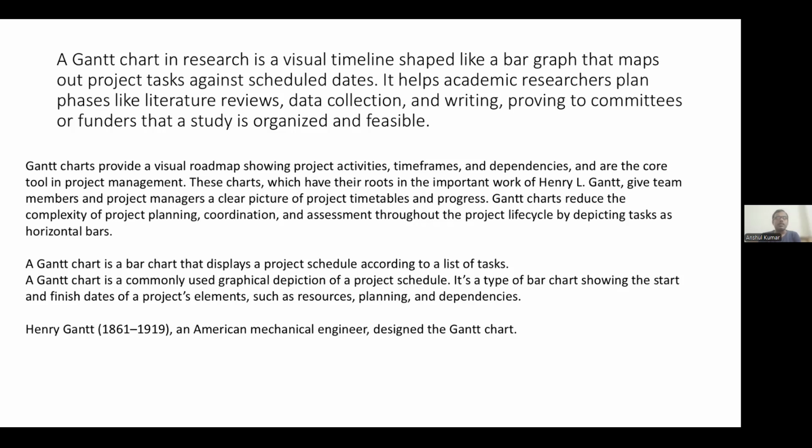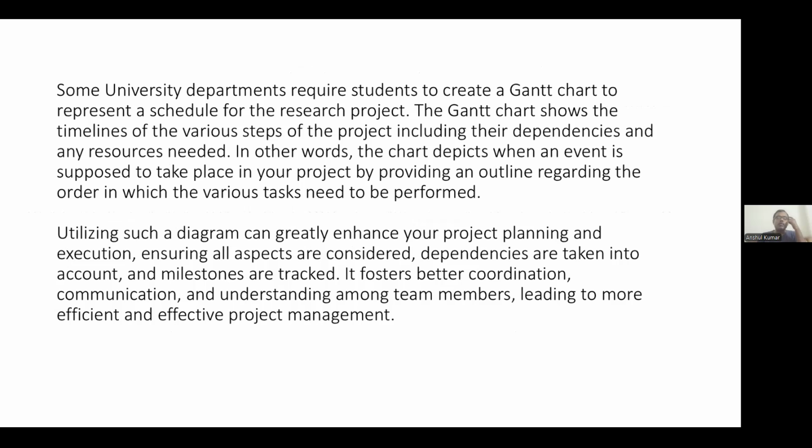planning, and dependencies. Some university departments require students to create a Gantt chart to represent a schedule for the research project. The Gantt chart shows the timelines of the various steps of the project, including the dependencies and any resources needed. In other words, the chart depicts when an event is supposed to take place in the project by providing an outline regarding the order in which various tasks need to be performed.